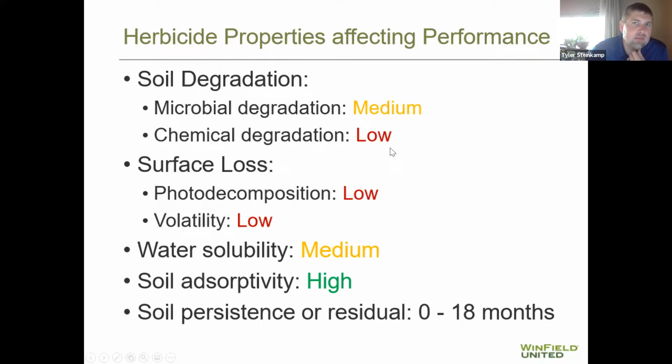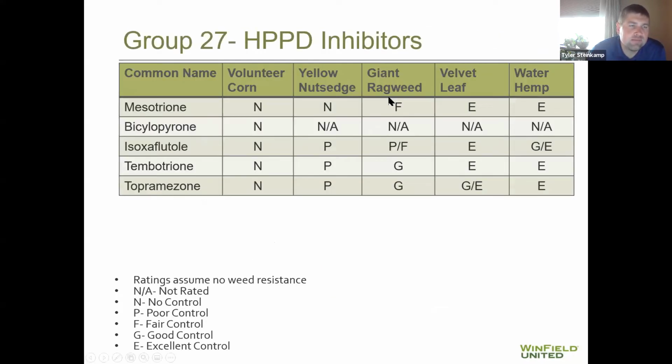We do have some resistance showing up to HPPD inhibitors. So as easy as we've had it at killing weeds in corn, guys, don't be cutting rates. Make sure you have more effective modes of action, because we don't want to lose this chemistry.